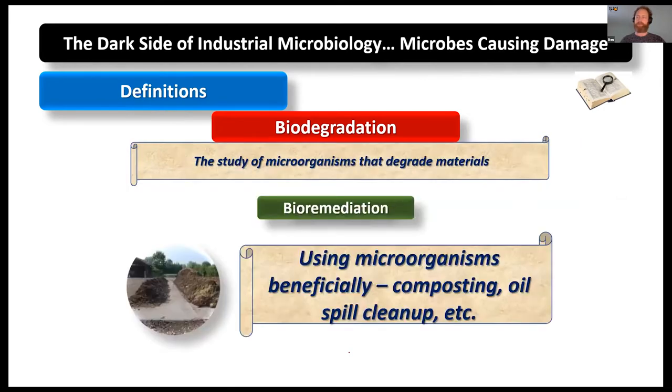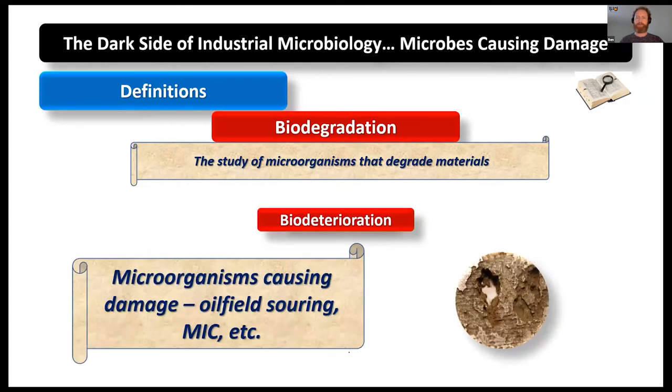When we want the microbes to do what they do naturally, we call it bioremediation. This is when we intentionally use microbes to do things such as composting, oil spill cleanup, other types of hazardous waste cleanup, basically helping to return tainted environments to their natural healthful state. When they're doing the same things, but we don't want them to be doing it, we call it biodeterioration.